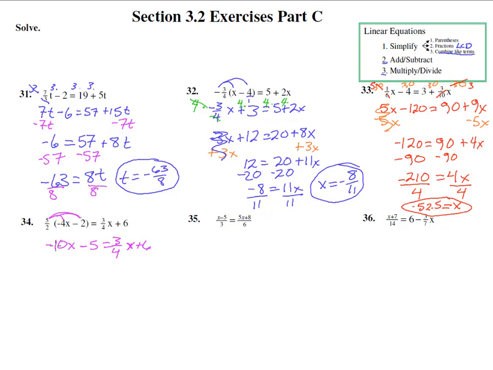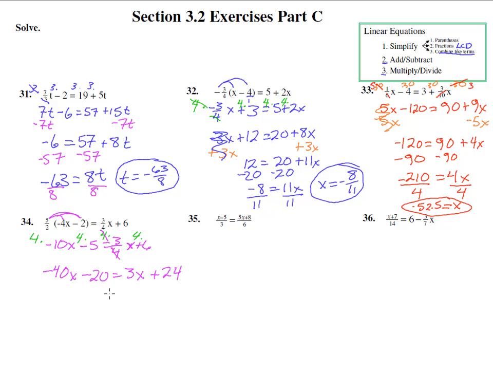Indeed. So the least common denominator, we only have one denominator, and that's a 4. So times by 4, times by 4, times by 4, times by 4. So we really distributed the 4 into both sides. So now we have negative 40x minus 20 equals, that 4 cancels with that. That's why we did it, was to get rid of the fractions. 3x plus 24. Wow, like magic, we don't have those anymore.